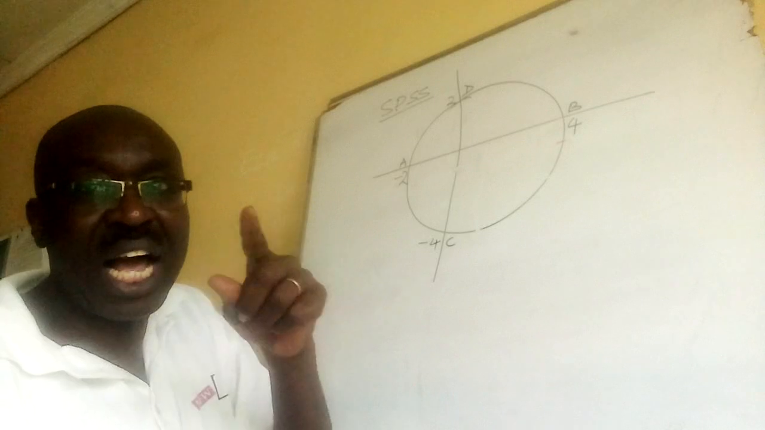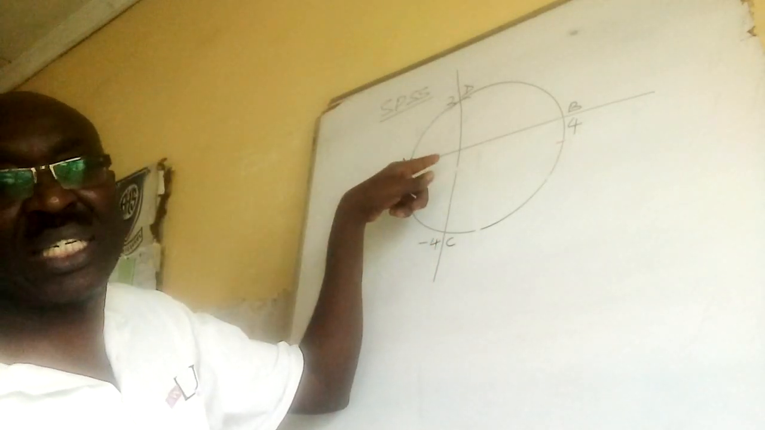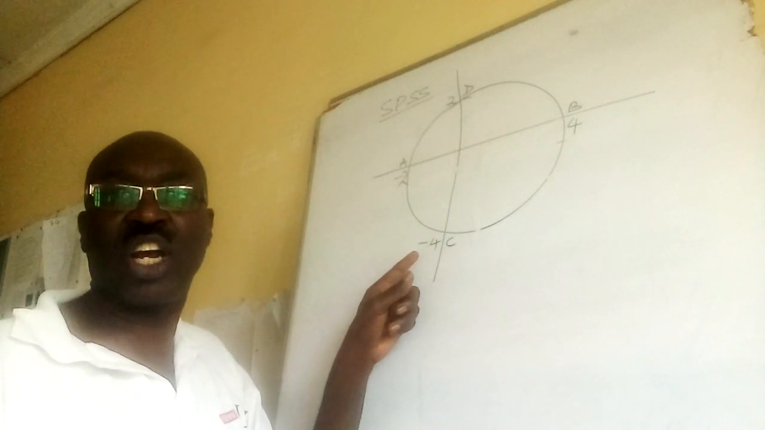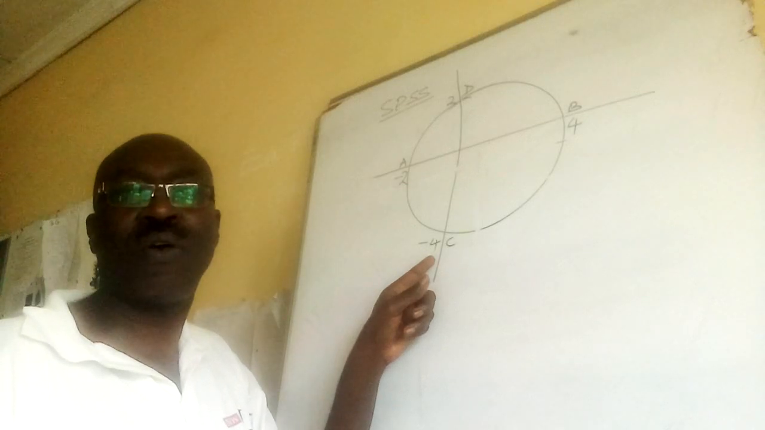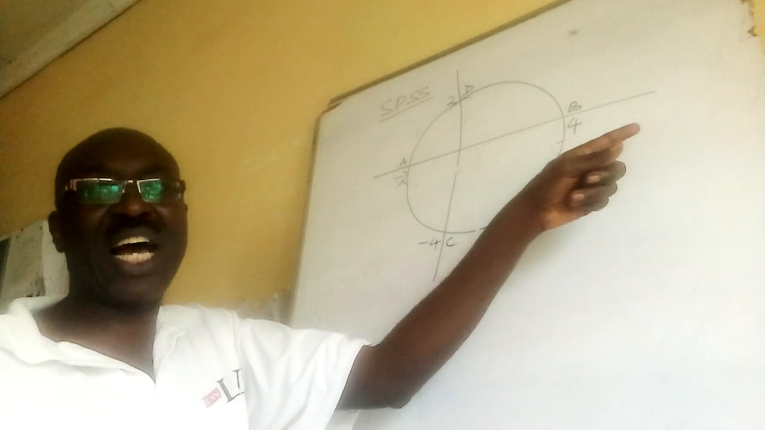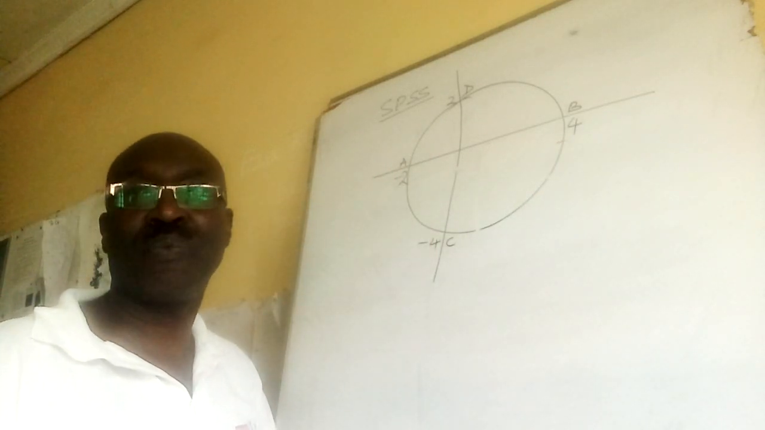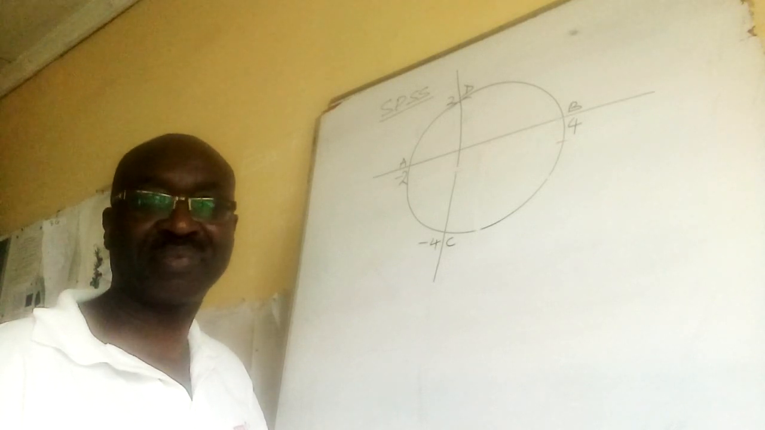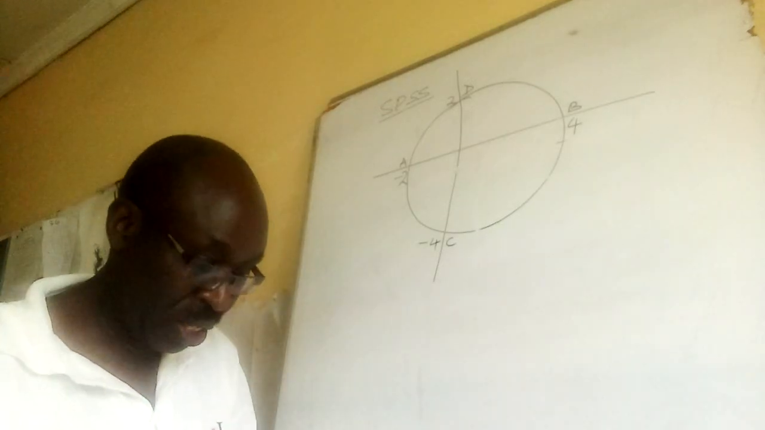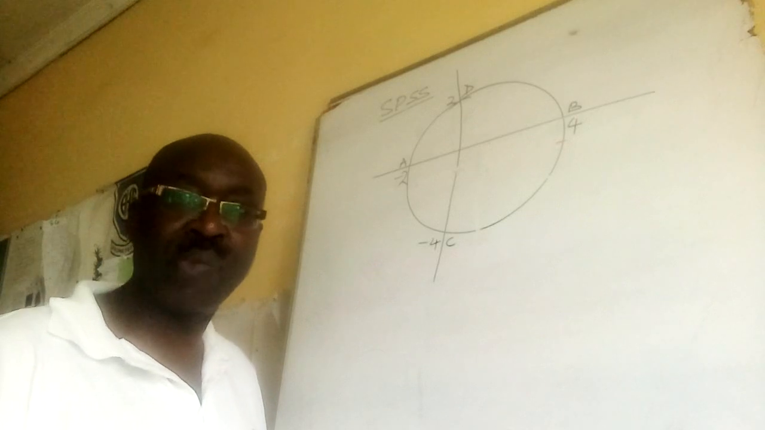A circle cuts the y-axis at (0, 2) and (0, -4). The same circle cuts the x-axis at (-2, 0) and (4, 0). So we are asked to get there. The first question is: determine the coordinates of the center, 1 mark.